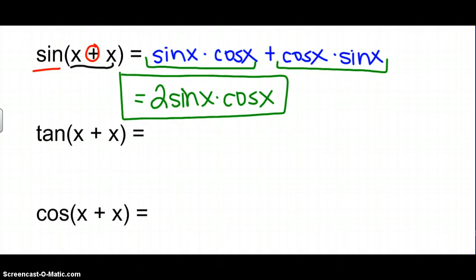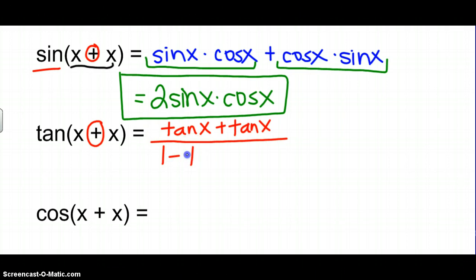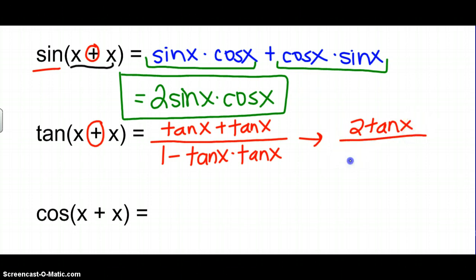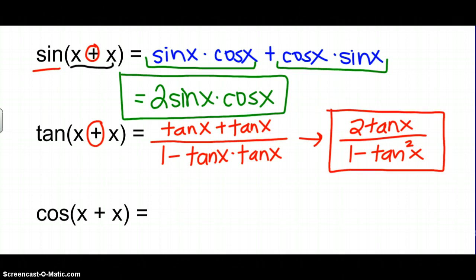Thinking about the tangent of x plus x, I'm going to use the sum formula and say this is going to be the tangent of my first angle plus the tangent of my second angle over 1 minus the tangent of my first angle times the tangent of my second angle. Again, that's from the sum formula for tangent. All of that is going to simplify into 2 tangent of x over 1 minus tangent squared of x. And there's your formula.